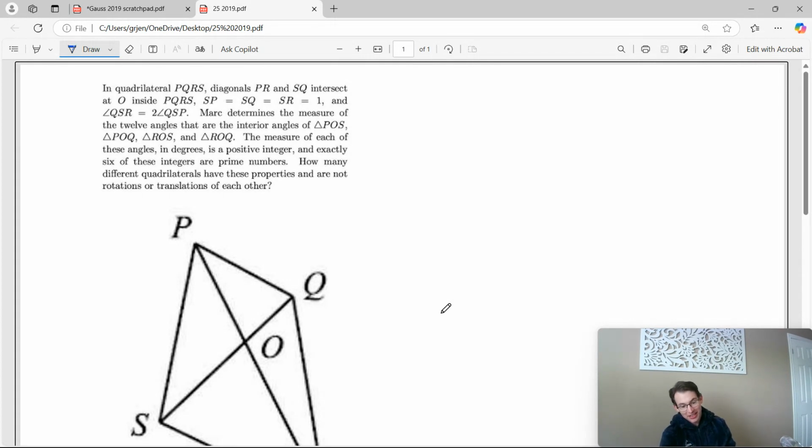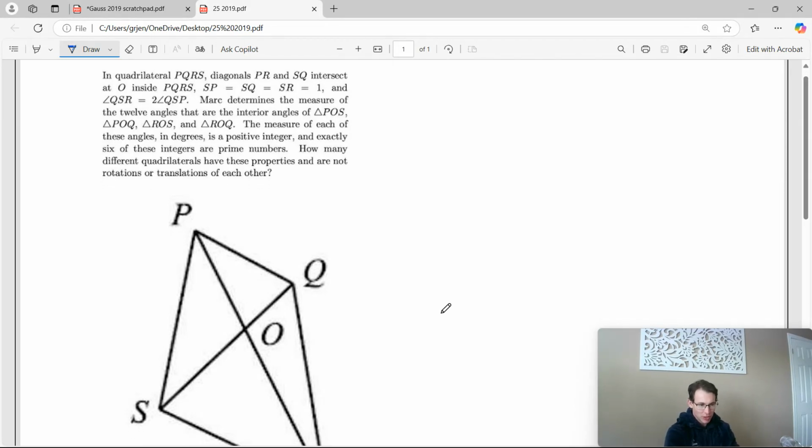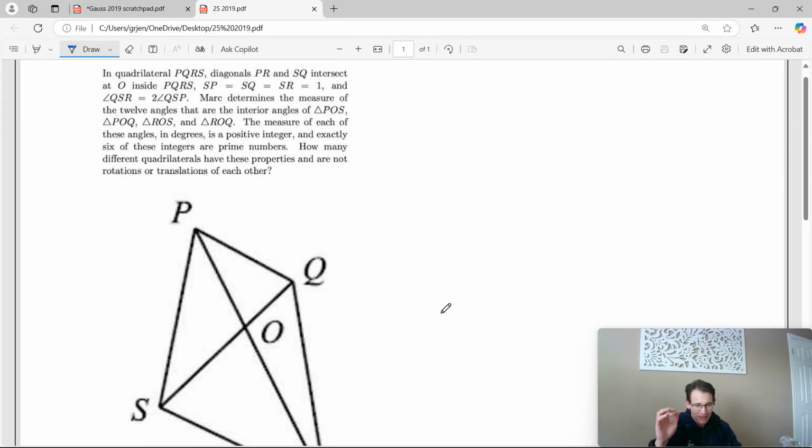We completed the 2019 Gauss contest for Year 8 students last weekend, and this question was question 25. I said at the time, I'm sure I can solve it. It's just, how would I ever do it in an hour? This is one of the juiciest Gauss questions for Year 8 students that I've ever seen. So let's start by reading the description and improving our diagram, okay?